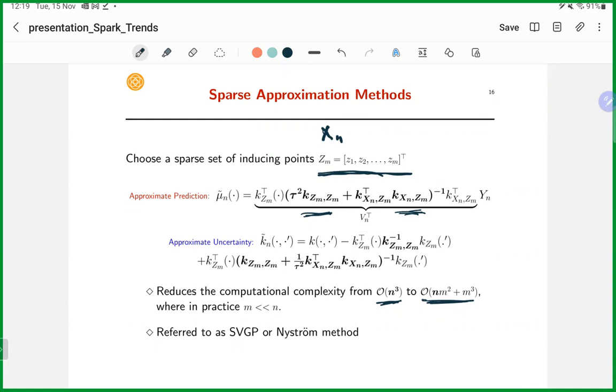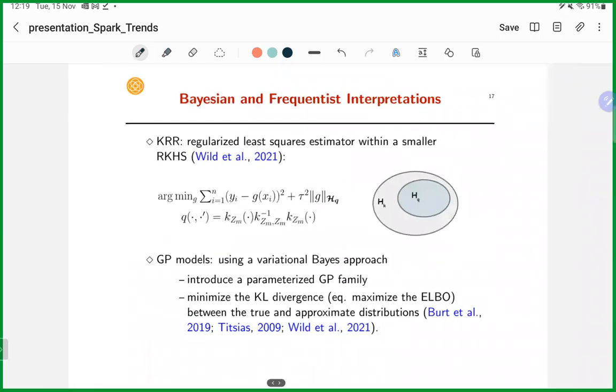But these methods are referred to as sparse variational Gaussian processes, or the Nyström method, which are almost the same thing, and they refer to the Bayesian and frequentist interpretations of kernel-based learning. So now let's see, based on each one of these interpretations, what is the meaning of the formulas that we saw on the previous page.